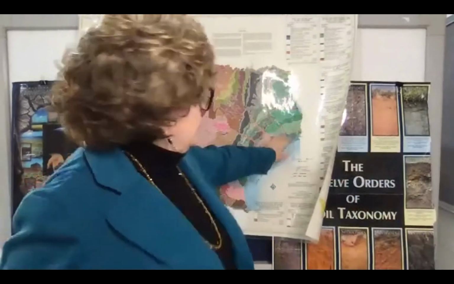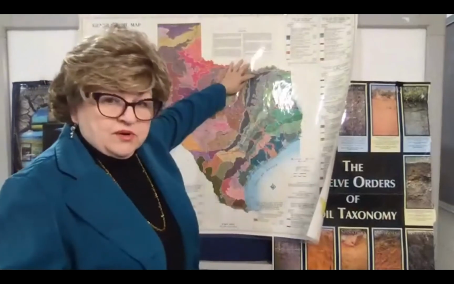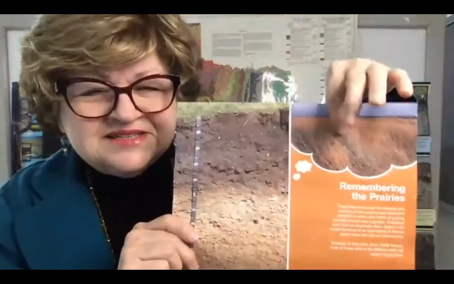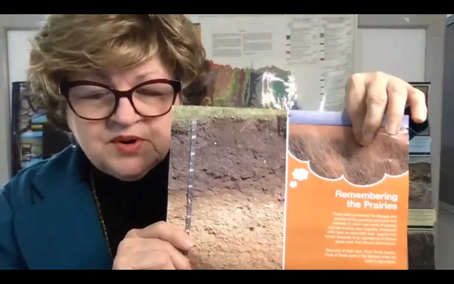And our area is called the Blackland Prairie. You see this gray part right here that goes down like this? That's the Blackland Prairie. It's the most endangered ecosystem in North America. Only 1% remains in its original condition. This is what it used to look like for thousands and thousands and thousands of years, a tall grass prairie.